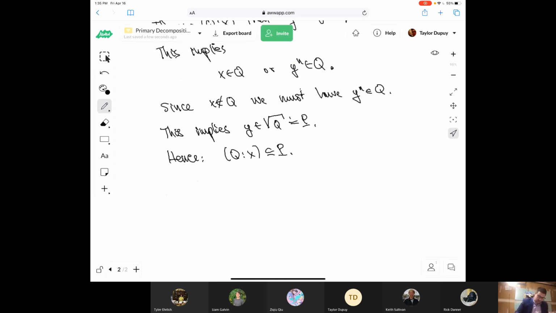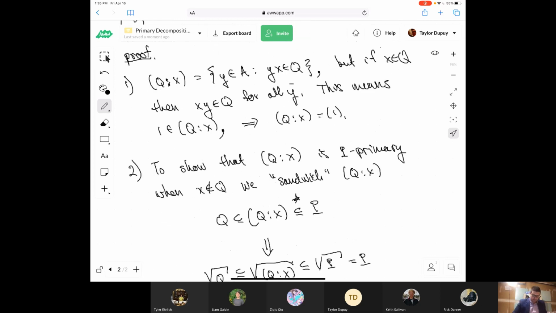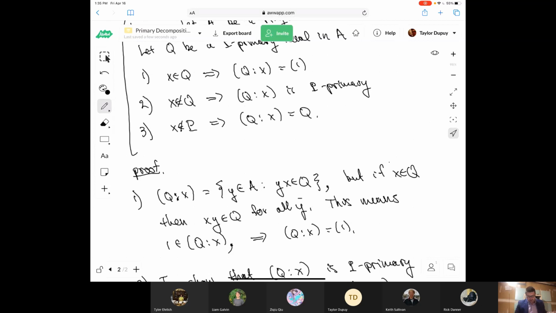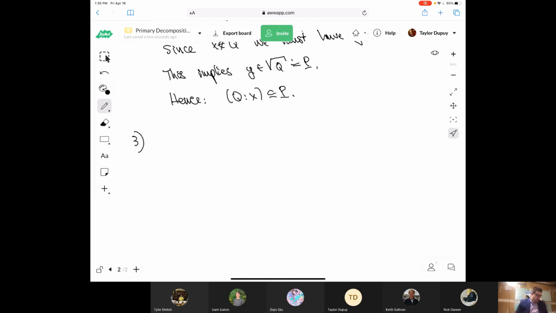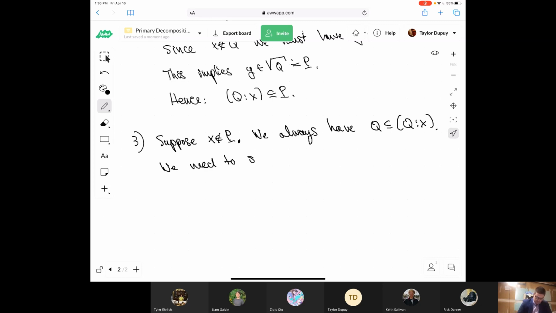Okay. Let's do the third part. Let me remind you what the third part is. The third part is that if x is not in P, then the colon ideal Q colon x is Q. So it's the same. So suppose x is not an element of P. We always have Q contained in Q colon x, so we need to show that Q colon x is contained in Q. We need to show that the colon is contained in Q.